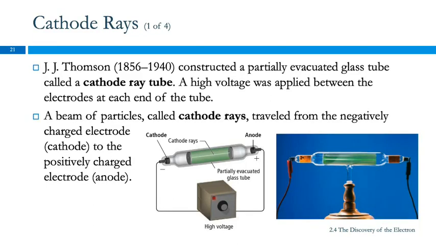So a little bit later, J.J. Thomson, in the 1800s, 1900s, constructed a cathode ray tube. We have a diagram and a photograph here of a cathode ray tube.